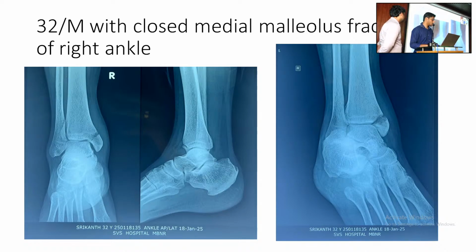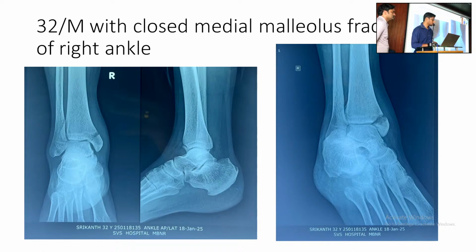We'll leave it, what happens? I'll put a cast, a short leg cast in varus, let him walk. What is the indication for surgery? Sir is telling I will treat it with manipulation and a cast. As it is involving the joint, rigid fixation is important, sir. Ankle joint, sir. For all practical purposes, it is an intra-articular fracture.